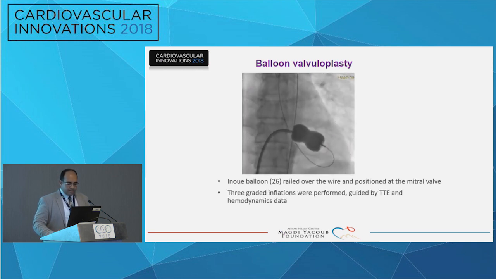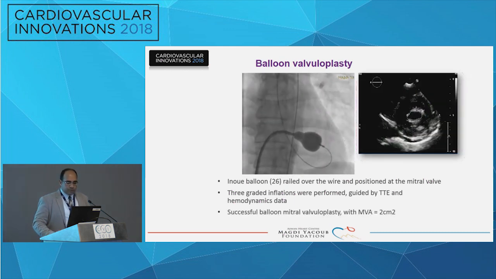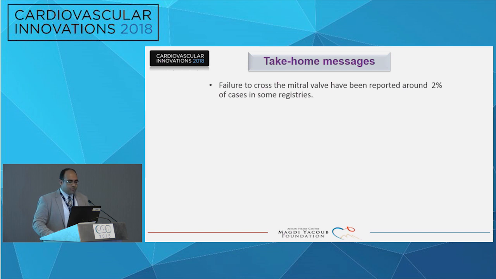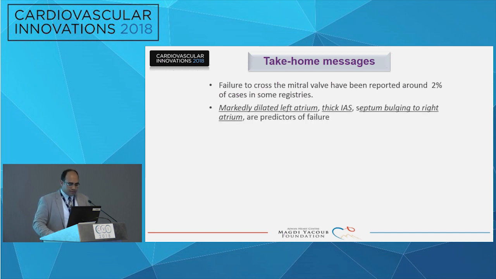3 graded inflations were performed, guided by transthoracic echo and hemodynamics data. It was successful, with the mitral area around 2 centimeters square. So my take-home message is that failure to cross the mitral valve has been reported in around 2% of cases in some registries. Markedly dilated left atrium, thick atrial septum, and septum bulge to the right side are considered predictors of failure.